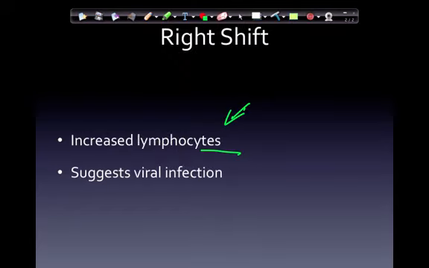A right shift CBC has an increased amount of lymphocytes. So off of the lymphocyte presentation, when we do the cell differential, it's going to be high. And this would suggest a viral infection. So off of looking at the CBC results, we can tell if it's possibly bacteria or possibly viral.